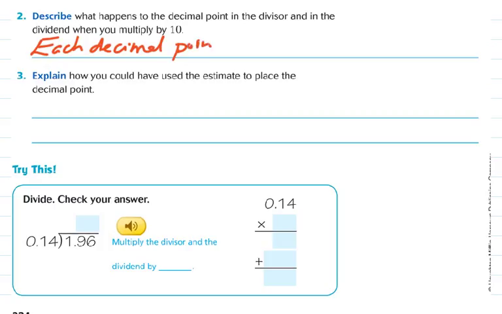point moves one place to the right because it is larger than it was before.